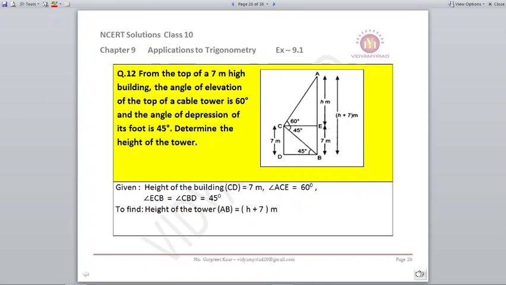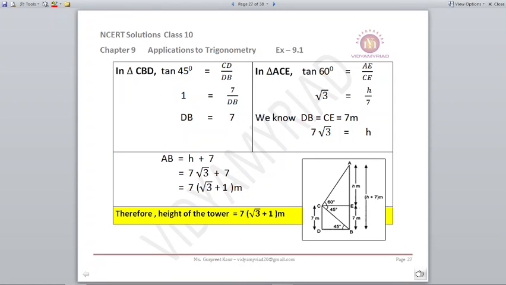For that we should know DB, they will be equal. So if I take the triangle CDB, in that case we can use tan 45 degrees, which is equal to CD upon DB. We know tan 45 is 1, CD is given to us as 7, so we can find DB. DB is also 7.